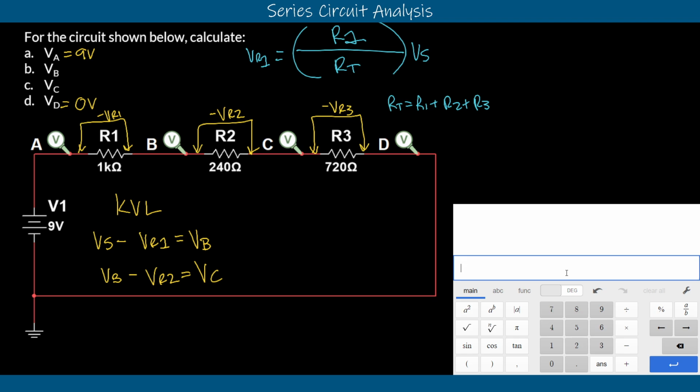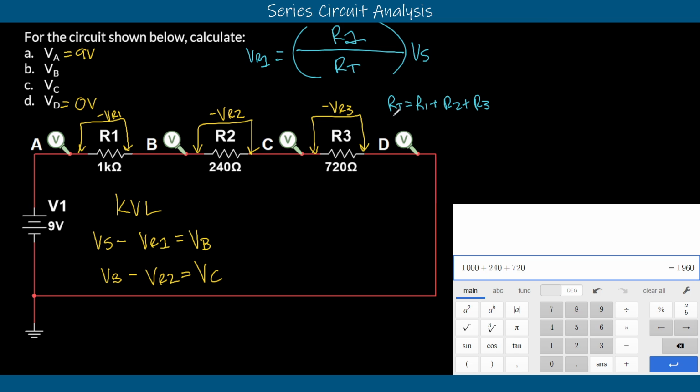So R1, watch out for this. R1 is 1,000 ohms. It's 1 kilo ohms. And we can't just put a 1 in there. We actually need to put 1,000, right? Because we have a 240 ohm resistor after that, and that's not in kilo ohms. We also have a 720 after that also. So if we put a 1 there, we would have gotten a much smaller number than if we put 1,000 in there. So watch out for your notation when you're solving for your total resistance.